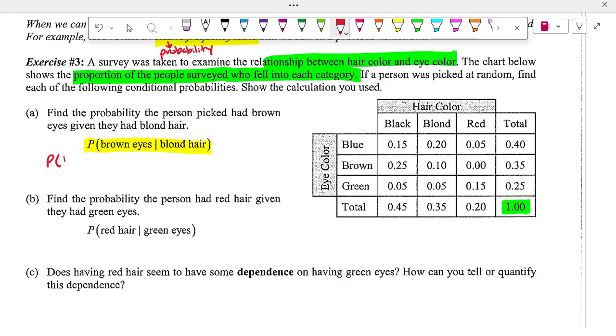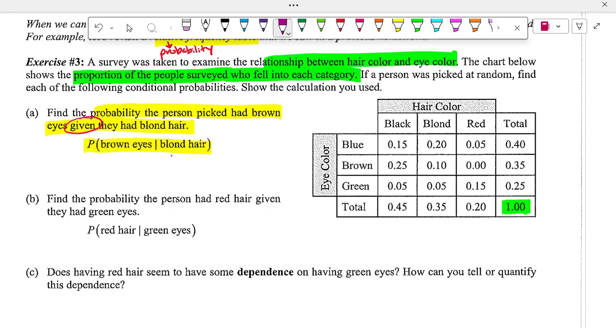Probability of brown eyes given blonde hair. Is there going to be a question where we have to split it like that on the test? No, but I'm doing this so that you remember that that's a thing. Okay? And to be honest, I don't really need to write this because they already stated it here. Probability that they had brown hair given that they had blonde. Brown eyes given they had blonde hair. So, not quite.